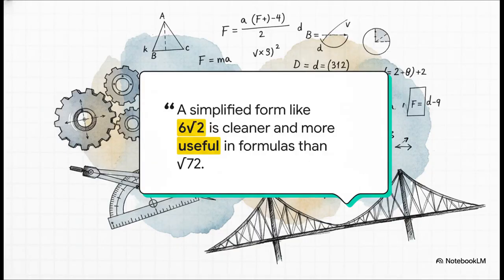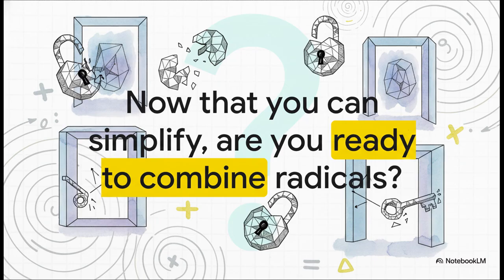And this isn't just about passing your next math test. This stuff is used all the time in the real world. In fields like engineering, you're constantly dealing with formulas for things like distance or force. And trust me, plugging a clean, simple number like 6 root 2 into a big equation is a whole lot easier and less error-prone than using a clunky number like the square root of 72. So there you have it. You've now officially cracked the code on simplifying radicals. You hold the key to the next level of algebra. The only question is, now that you know how to break them down, are you ready to start putting them back together?